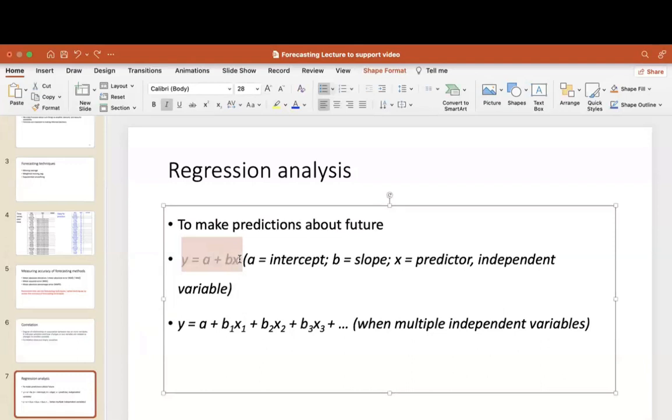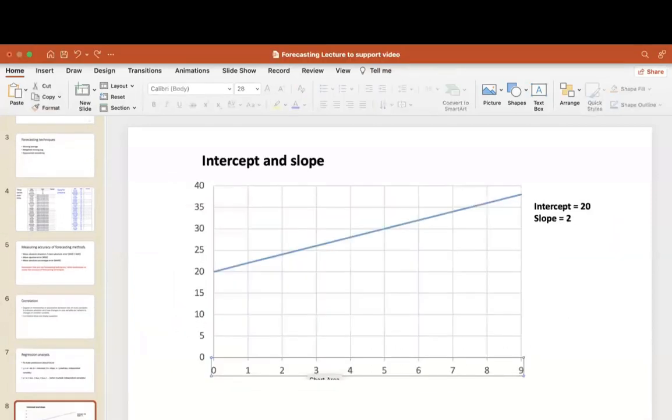And if there are multiple independent variables, we will write it this way. Y, which means dependent variable, is equal to intercept. Intercept is the point. Let me explain here. So intercept is the value of y when x is 0. So you can see here, for example, this is y-axis and this is x-axis. When x is 0, y is 20. So we would say intercept is 20.